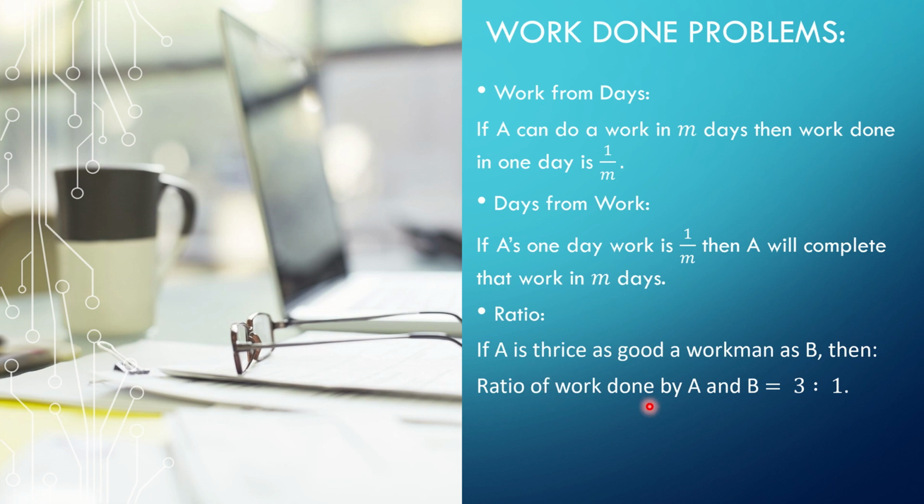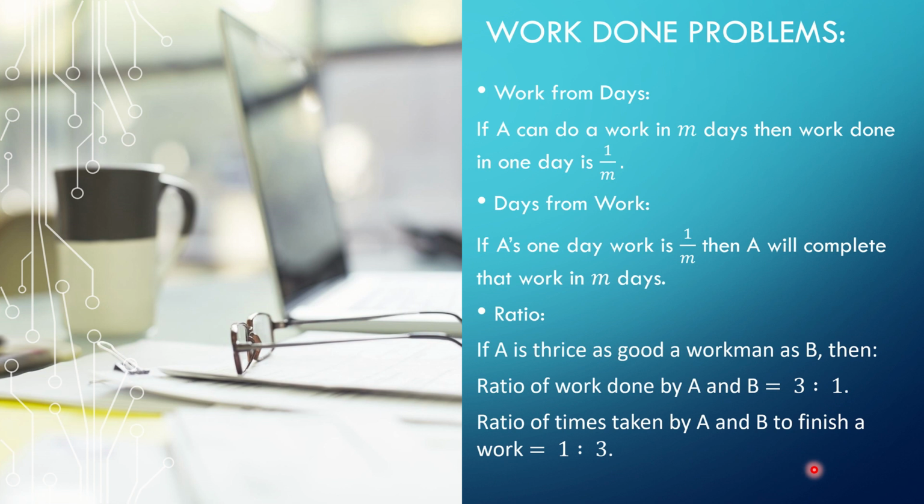The ratio of work done by A and B is 3:1, whereas the ratio of time taken by A and B to finish that work is 1:3. It means if A can complete that work in 1 day, then B will finish that work in 3 days. In this case, if the work done by A is 3, the work done by B will be simply 1. I'll be explaining all these things by doing a few examples.